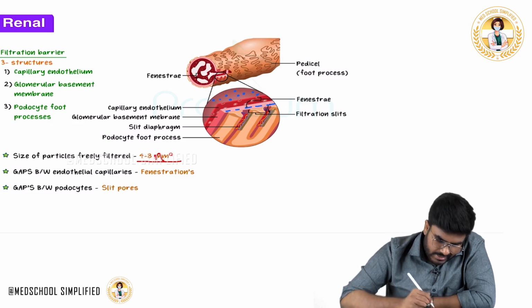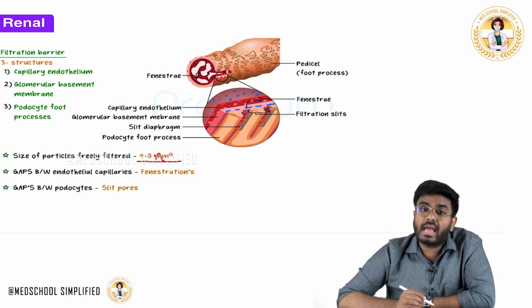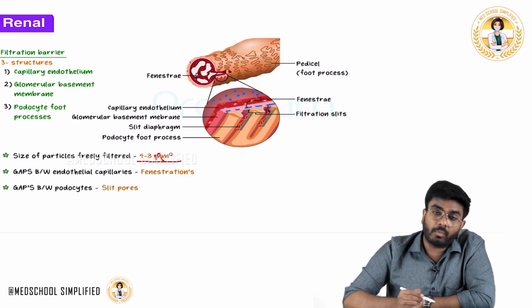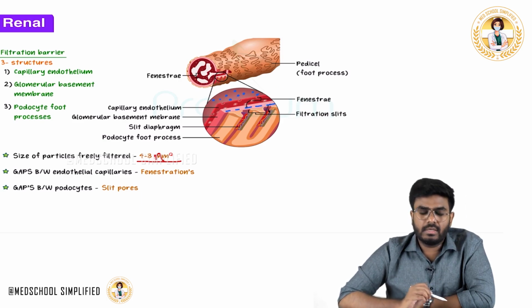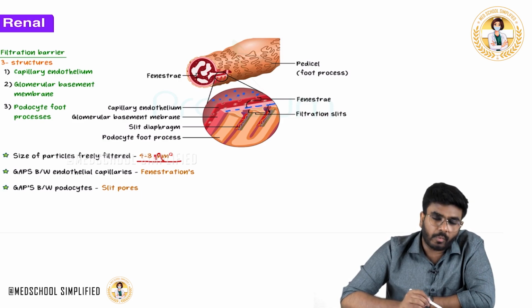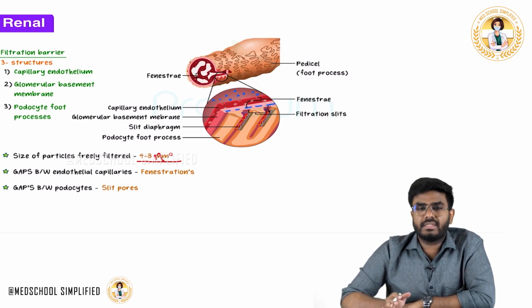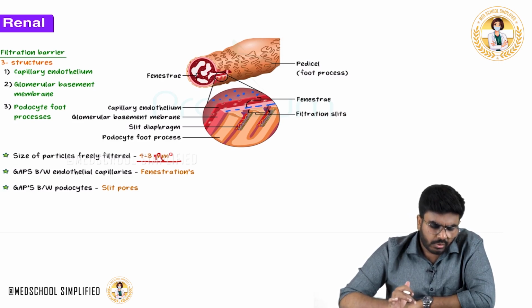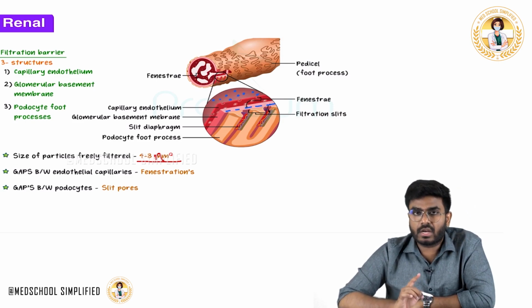Why? Because this glomerular filtration barrier has a negative charge. Albumin or plasma proteins also have a negative charge. So this negative charge will repel the albumin. When the negative charge is repelling the albumin, albumins are not going to be filtered. So no proteinuria or albuminuria is seen. Are negative charge substances filtered? No, negative charge substances are not filtered.